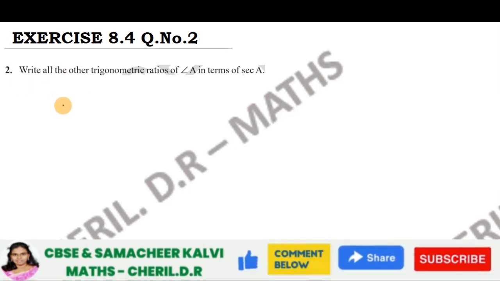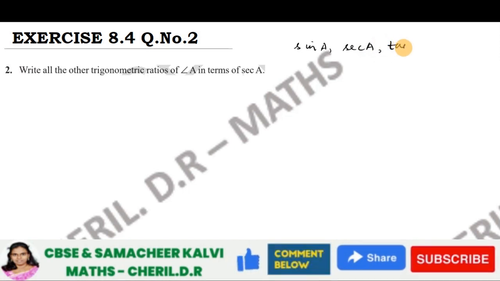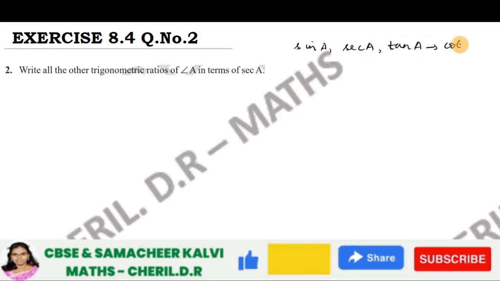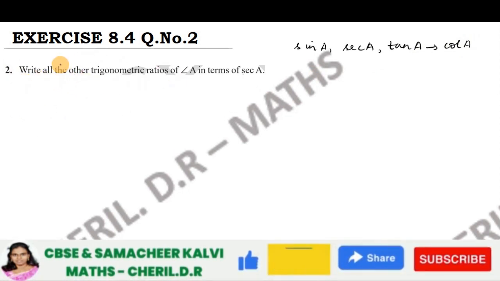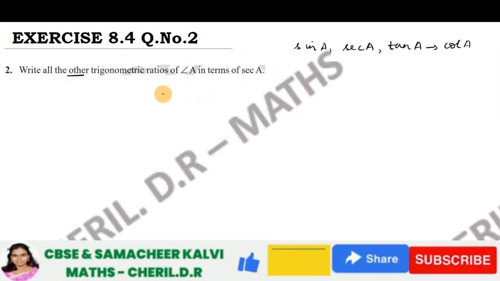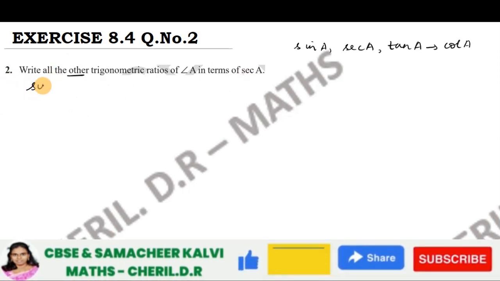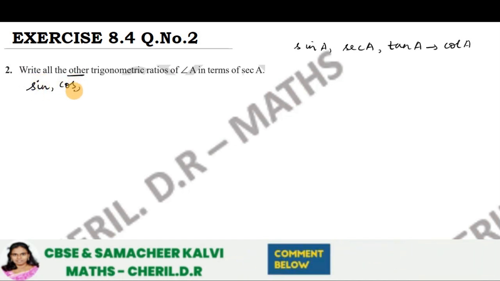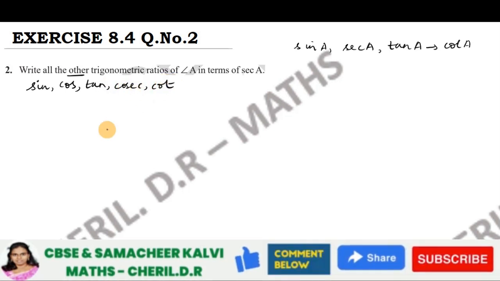For the first question, we saw that we were asked to write sin A, secant A and tan A in terms of cot A. Here they are asking us to write all the trigonometric ratios in terms of secant A. Except secant A, everything else you have to write in terms of secant A. That means we are going to write sin, cos, tan, cosecant and cot. So we will do it one by one.